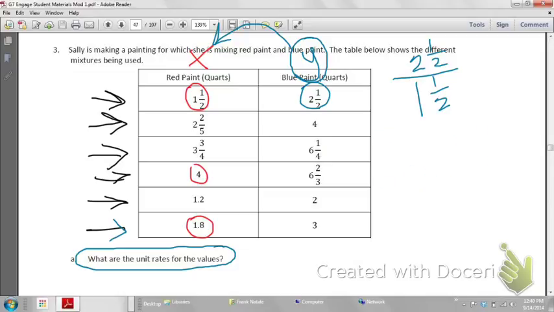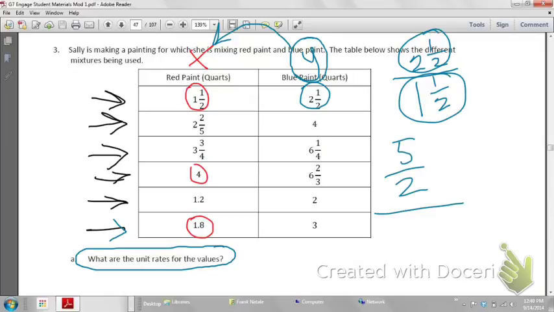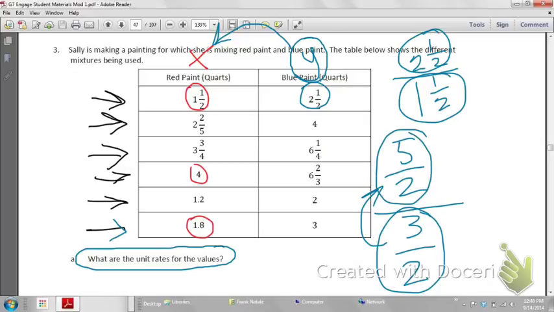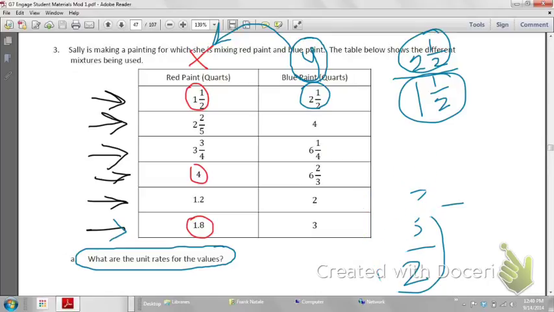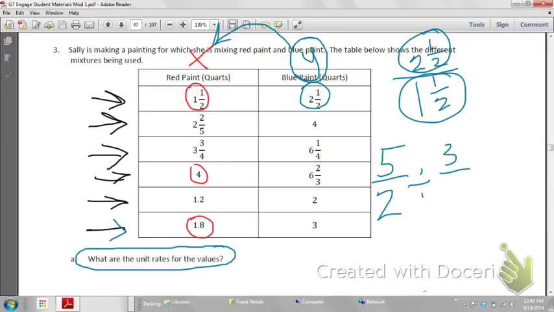Now, remember the first step we talked about is turning these into improper fractions. So then we're going to have 5 over 2 over 3 over 2. How many 3 halves are there in 5 halves? That is the question we're asking ourselves. And the way we make that easy on ourselves is to use the algorithm: 5 over 2 divided by 3 over 2 is the same as 5 over 2 times the reciprocal, which is 2 over 3.